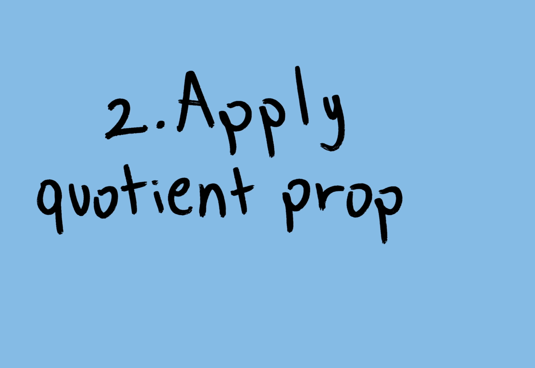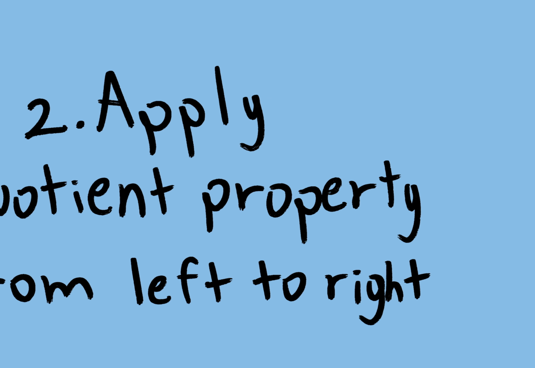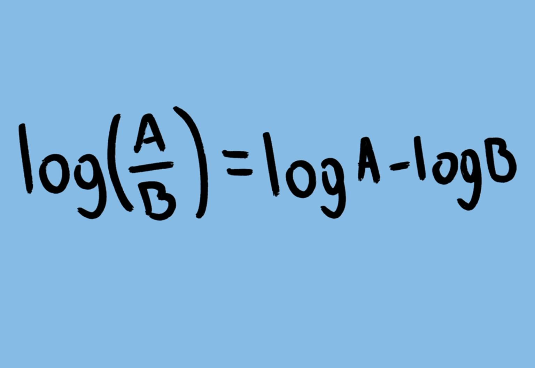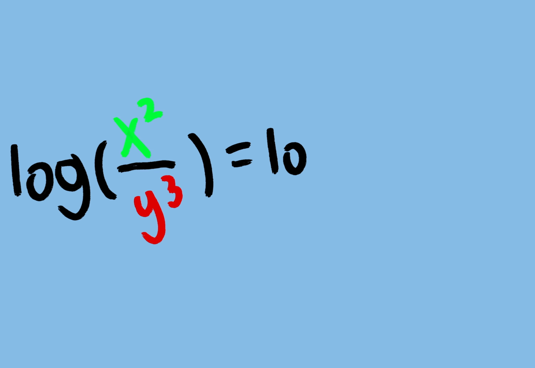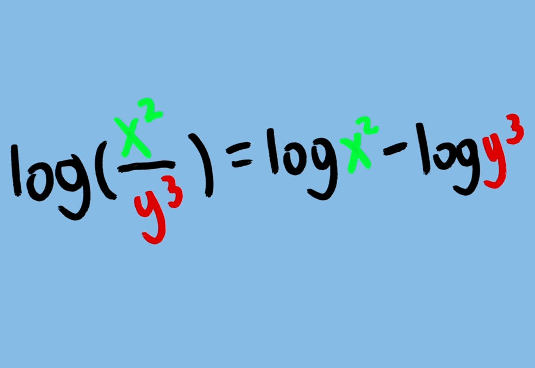Now we're gonna apply the quotient property from left to right. The quotient property states that log a over b is equal to log a minus log b. Let's now apply this to our logarithm, and it will end up being log x to the power of 2 minus log y to the power of 3.